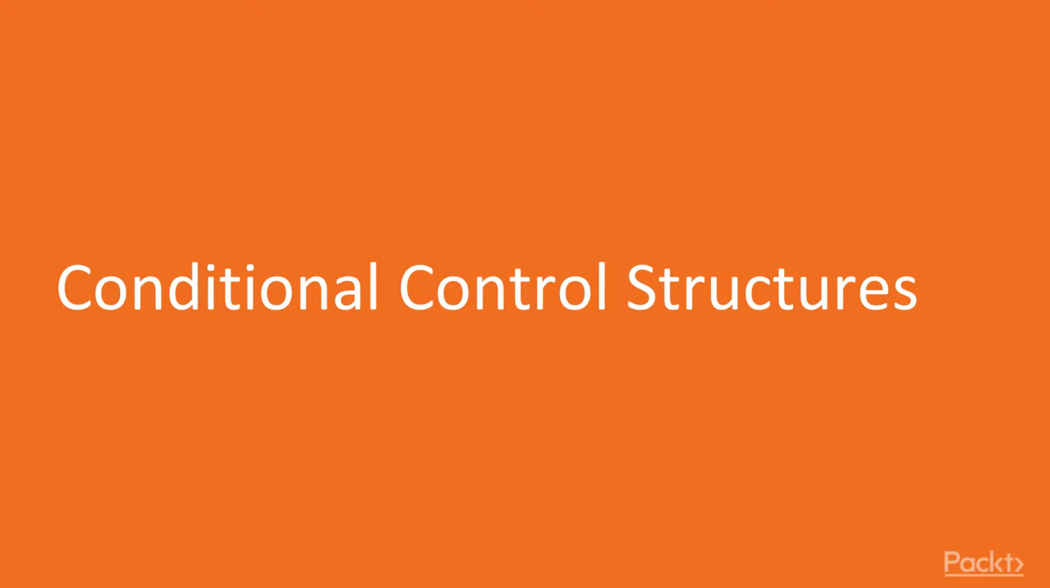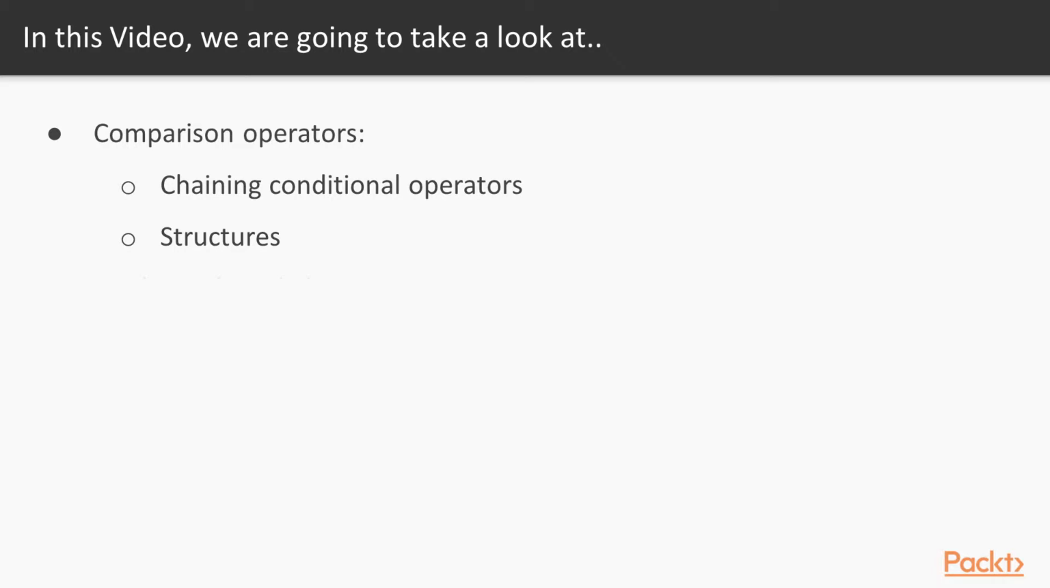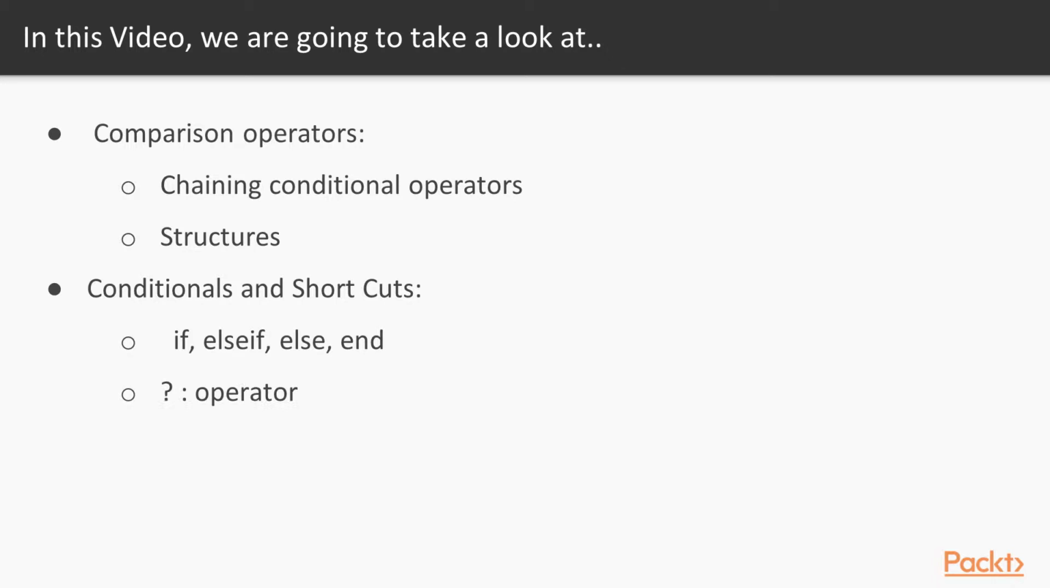I'll start with Conditional Control Structures. In this video, we'll look at comparison operators, chaining conditionals and comparison operators, conditionals and shortcuts, if, else, and end, the question mark operator, and then their shortcuts as logical operators, vertical bar.